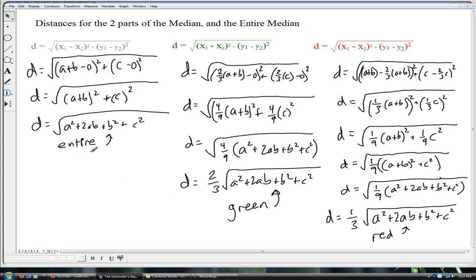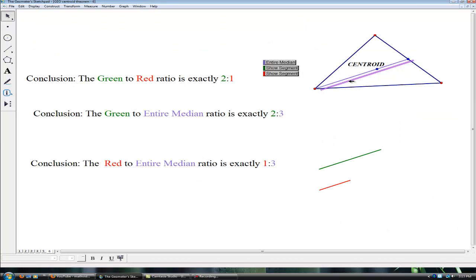Now let's make some ratios. Let's compare purple to green, purple to red, green to red. So here again, let me demonstrate. I've just copied this purple distance, which is the entire median. I've copied this green segment, which is one part of the purple, and I've also copied this red piece right here, and the segment addition postulate tells me that green plus red equals purple.